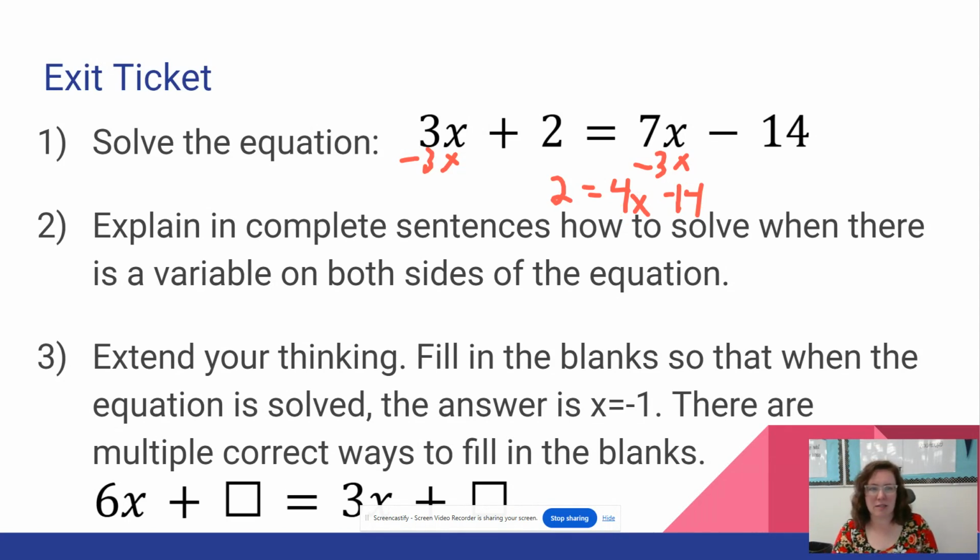Explain in complete sentences how to solve when there is a variable on both sides of the equation. Well, we just did that. What do we do? Choose one of the variables to get rid of, right? That's it. Now, I personally like to choose the smaller one, but that's not a rule. That's just a strategy I like.